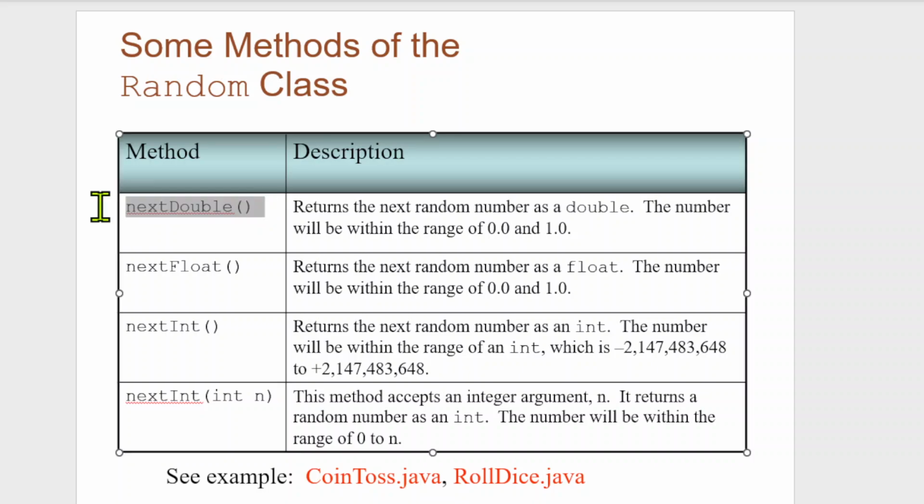One method is nextDouble, and that'll return anything between 0 and 1. nextFloat, 0 and 1, but you're going to have a bunch of decimals in between, so it'd be 0.2, 0.1. nextInt returns the next random value as an integer, which will be between negative 2 billion something and positive 2 billion something. Then you have this method where you can give it a limit, nextInt with an n, whatever n value I give. So if I made n 10, it'd be 0 to 10. If I made it 30, it'd be 0 to 30.